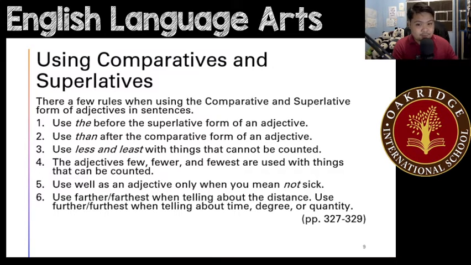Okay, and that pretty much ends our topic for using comparatives and superlatives. I hope that you take note of these rules.